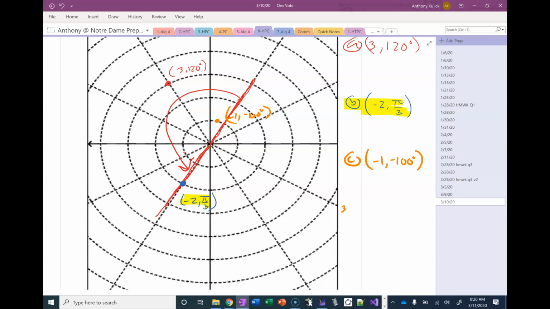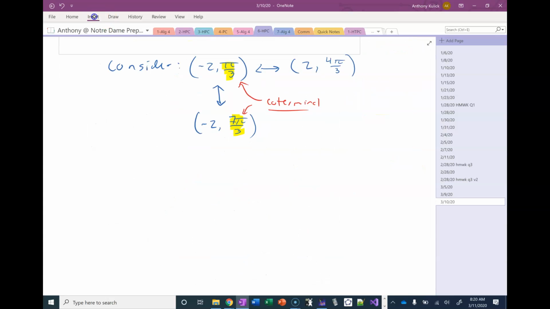Let's describe it symbolically rather than geometrically. What are we adding to that angle or subtracting from it? 180, good. Or pi, same difference, yes. So let's formalize these observations then.